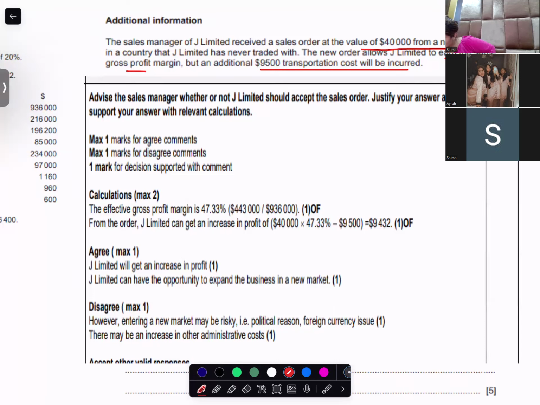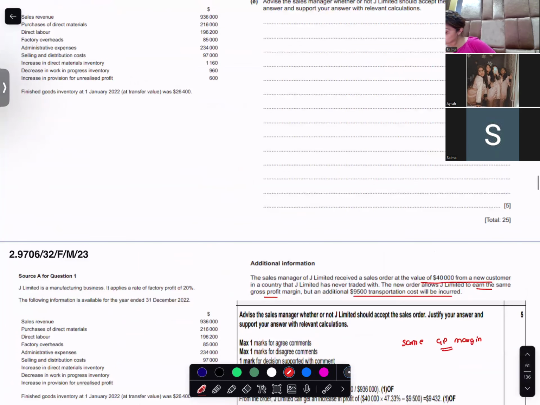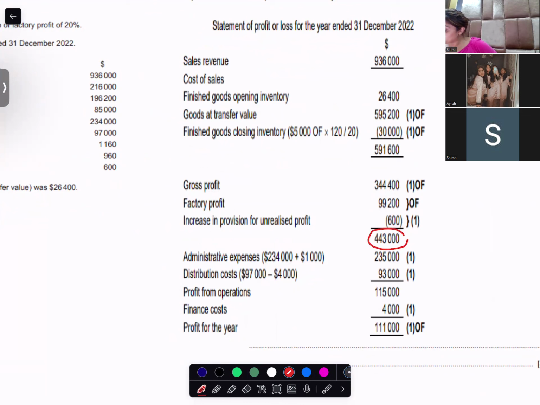So this is a 5 marker, no? So we'll have to write two advantages, two disadvantages. First thing is he's going to get the same gross profit margin. Let's find out the gross profit margin. The gross profit is 443,600 divided by 936,000 into 100. It's 47.33. So the gross profit margin is 47.33%.